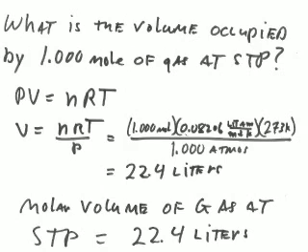Do the calculation. The answer is 22.4. Moles cancel moles. Kelvin cancels Kelvin. Atmospheres cancel atmospheres. And we are left with units of liters. So 1 mole of gas at STP would occupy 22.4 liters in volume. And so we talk about the molar volume of a gas at STP. 1 mole of gas occupies 22.4 liters.